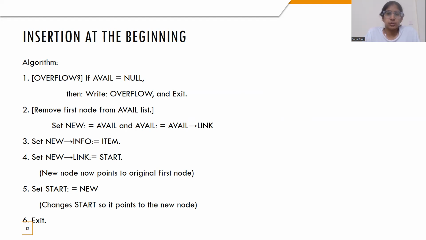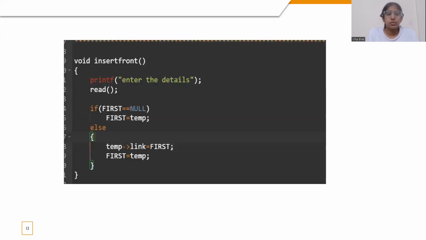We check first for an overflow. If avail equals null, then we write overflow and exit. Next, we remove the first node from the avail list. So set new equals avail and avail equals avail pointing to link. Set new pointing to info equals item, and then set new pointing to link equals start. So this new node now points to the original first node. Set start equals new, which changes start to the new node. Here's the code for inserting in the front or the beginning of a given linked list.